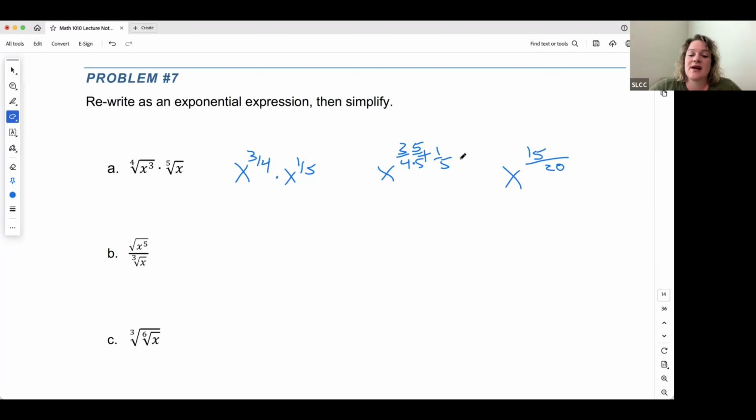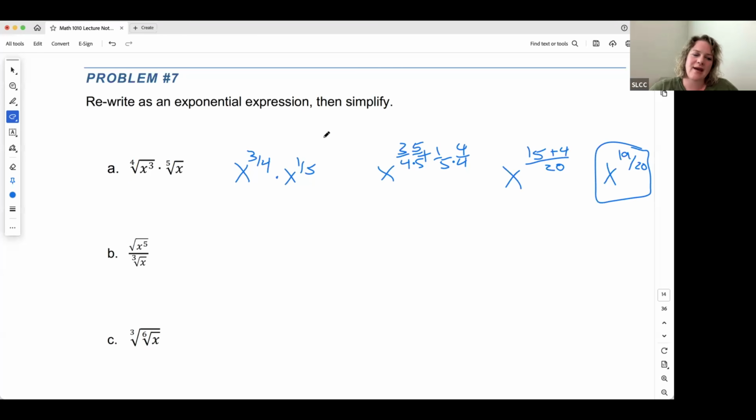Then same thing over here. I multiply by 4. So I multiply by 4 over 4 just to multiply by 1. And that numerator becomes plus 4. In the end, I get x to the 19/20.